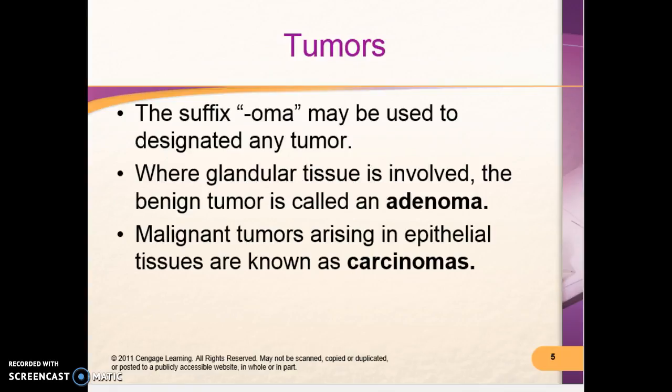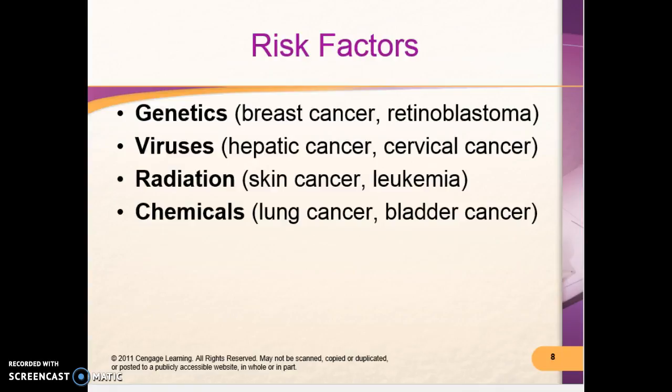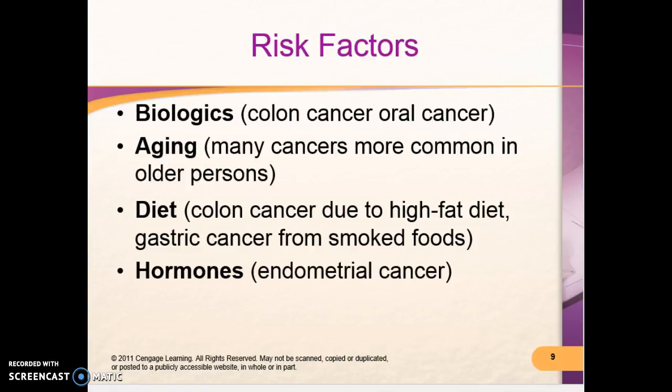There's lots of different risk factors that patients can have that could lead to some of these cancers. Genetics is obviously one that most of us are familiar with. If you have anyone who's ever had things like breast cancer, that is typically a genetic type of cancer. Viruses can be cancer causing. The HPV virus is the one that's most known for causing cervical cancer. Radiation, chemicals, those are all risk factors. Biologics, aging. As our patients age, you will find that they have more likelihood of contracting certain types of cancers. Diet can be cancer causing, hormones, all of those things.